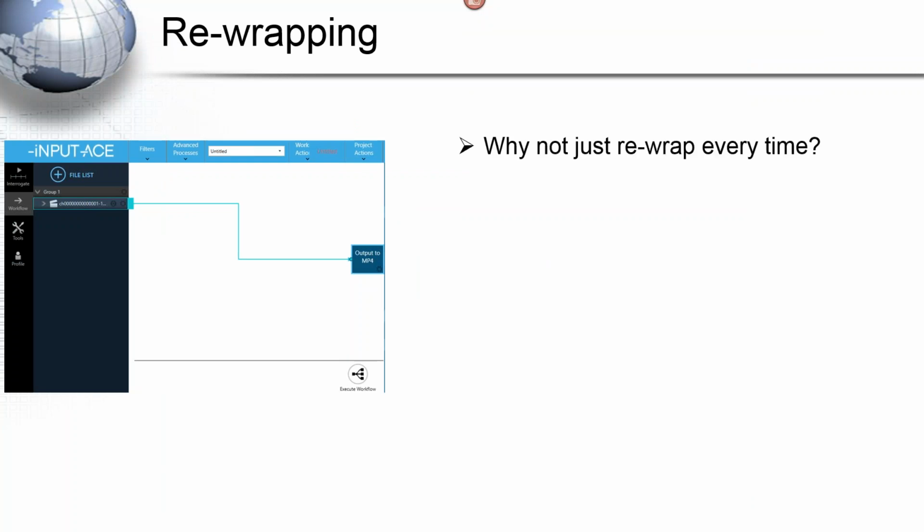So rewrapping is very easy. It's very fast. It's going to create a lossless version of the frames. So why would we not just simply rewrap every single time? Well, rewrapping has a serious limitation, and the limitation is that it's only going to work when we're sending an original file directly through to an output.